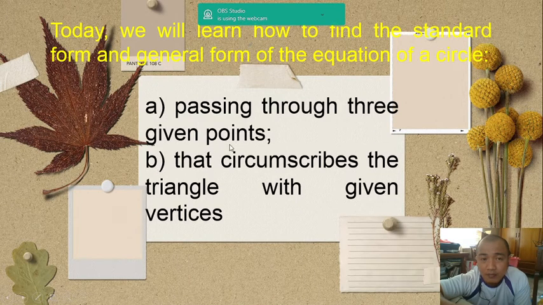And letter B: find the standard form and general form of the equation of the circle that circumscribes the triangle with given vertices. The solutions of these two problems are similar, because in a triangle there are three vertices, so the circle passes through those three vertices. So the solution is the same. Okay, so let us have our first example.